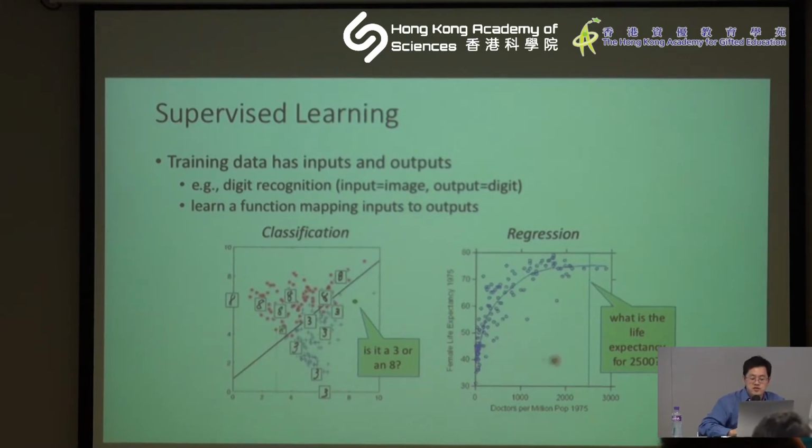Okay. Another example is called regression. That just means that our output values are real numbers instead of classes. And in this case, we want to learn this function in order to make a prediction about, in this example, given the number of doctors per million, what is the life expectancy? Okay, so this is called a regression problem.